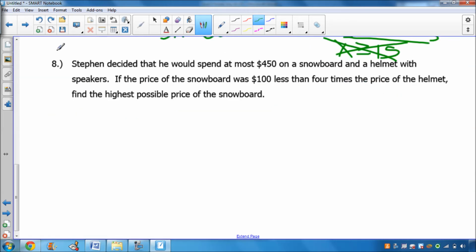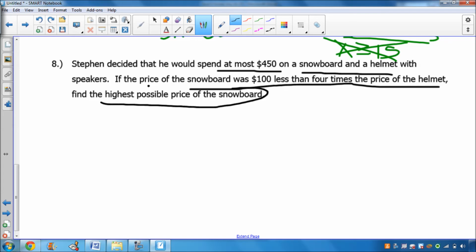All right, let's look at number 8. Stephen said that he would spend at most $450 on a snowboard and a helmet with speakers. If the price of the snowboard was $100 less than 4 times the price of the helmet, find the highest possible price of the snowboard. Okay? So first of all, I have to ask myself, how many things do I not know? Well, I don't know the price of the snowboard and I don't know the price of the helmet.